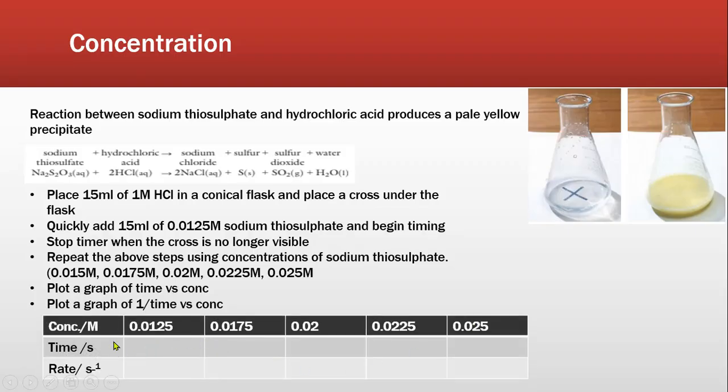This is what your results table should look like. So you have your set concentrations, and you're going to find the time it takes for each one of these for the X to disappear, right? So whatever time you get, then you find the inverse of that. So 1 divided by the time. So say, for example, if you get 110 seconds, then your rate will be 1 over 110, and so on.